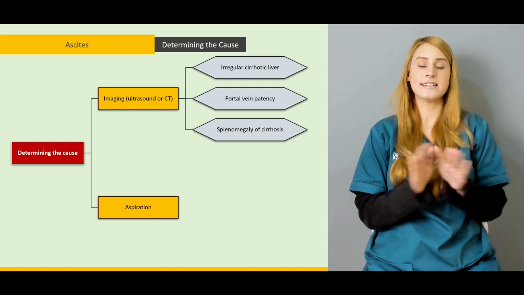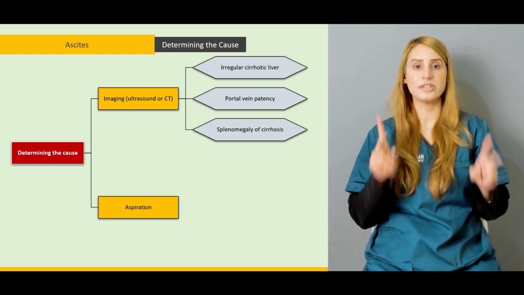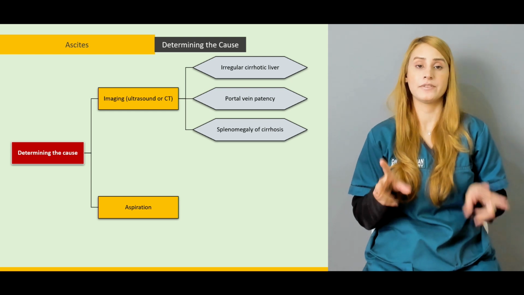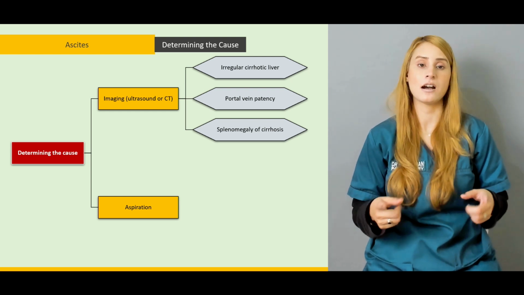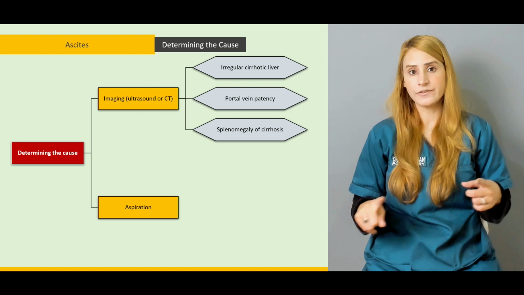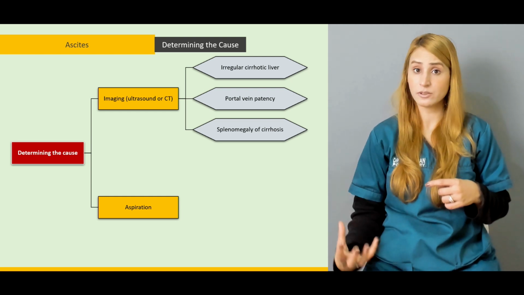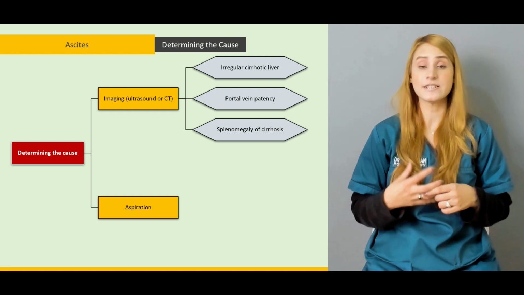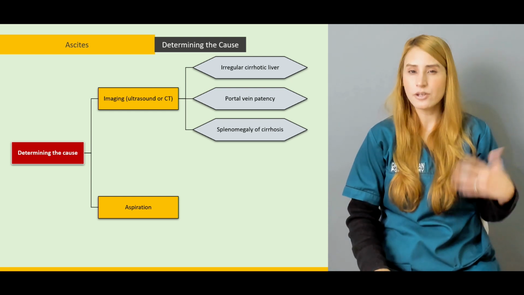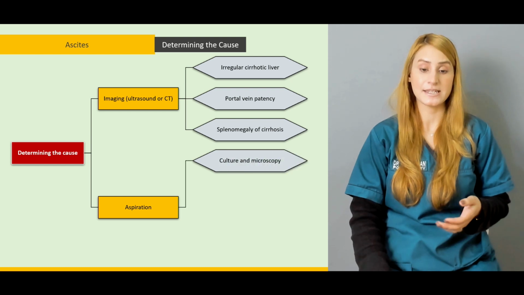If you are trying to determine the cause, imaging and aspiration are the two important things you need. If you're ordering the ultrasound and the CT, and there's an irregular cirrhotic liver, the portal vein patency is compromised, or there's splenomegaly of cirrhosis, then you'll think probably about chronic liver disease.